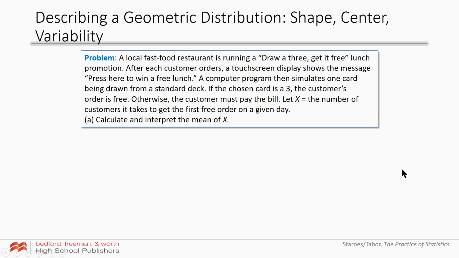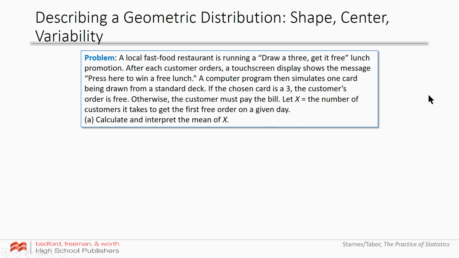All right, so another example. A local fast food restaurant is running a draw 3 get a free lunch promotion. After each customer orders, a touchscreen display shows the message, press here to win a free lunch. A computer program then simulates one card being drawn from a standard deck. If the chosen card is a 3, the customer's order is free. Otherwise, the customer has to pay the bill. So let X equal the number of customers it takes to get the first free order on a given day. Calculate and interpret the mean of X.